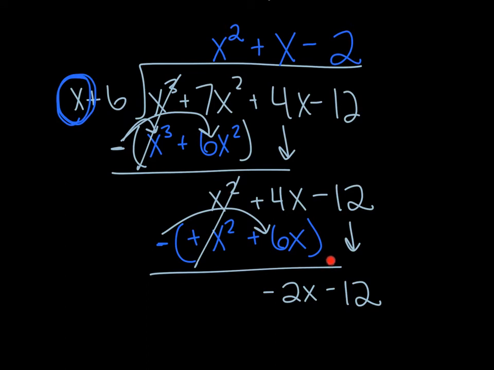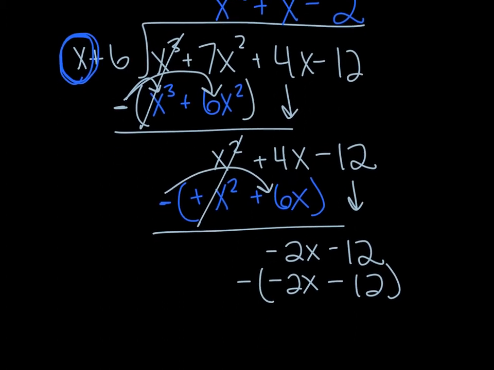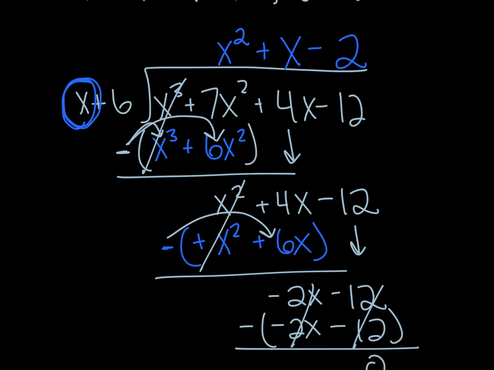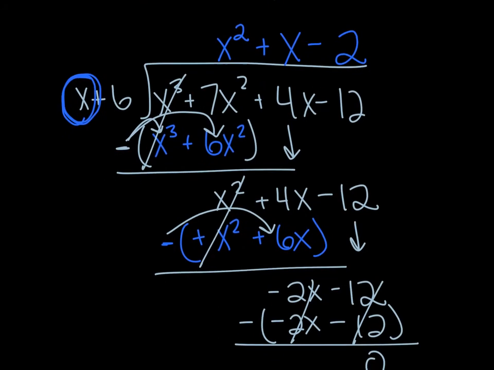Now we continue the process. We do negative 2 times x plus 6. So we have minus 2x minus 12, but remember we are subtracting the whole term. So when we do that, we get that both of these terms will cancel out, so we have a remainder of 0, which is awesome because that's what we want. So now we have this term.